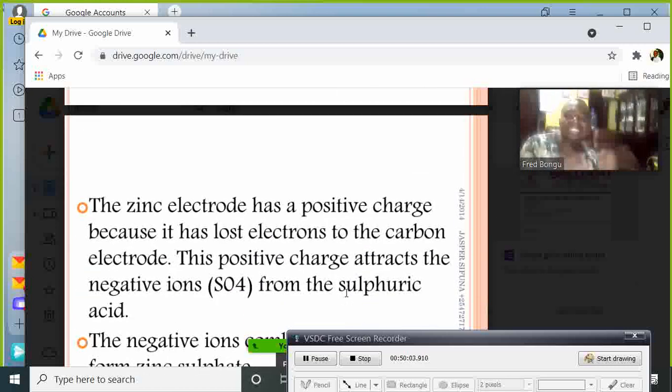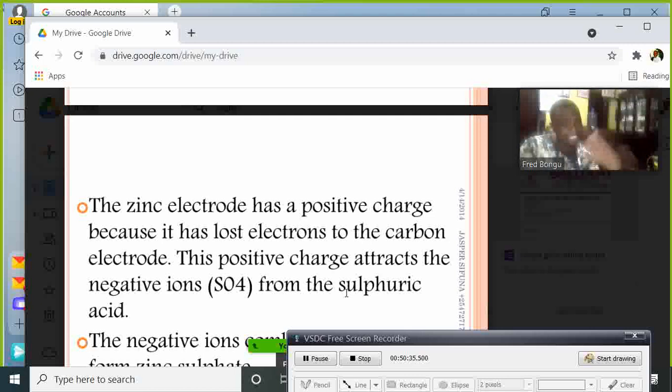Now, the zinc electrode has a positive charge because it has lost electrons to the carbon. Remember, zinc has lost electrons to the carbon. Once it has lost electrons, it remains positive. Remember, when you lose electrons, you become positively charged. Those electrons have gone to be attracted by the hydrogen ions there, and the zinc which remains is now positively charged.